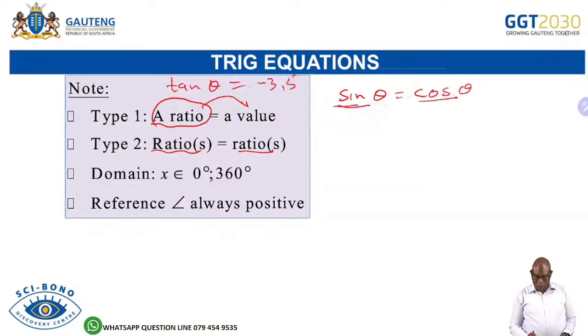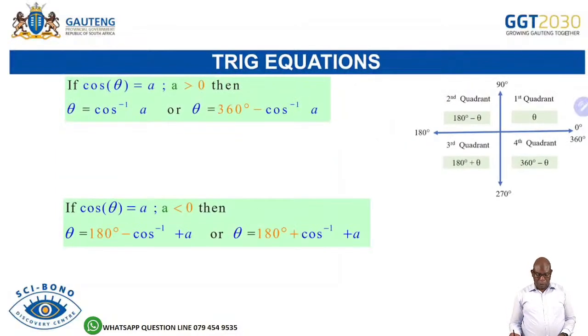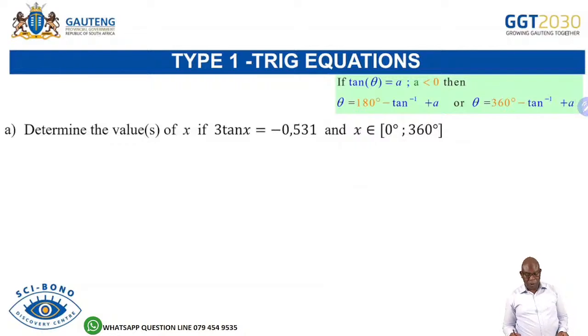When you're given this, just divide both sides by cos, then I'll have tangent of theta equals to 1, then I can work it out. The domain of this means that we're starting from 0 to 360, so not any other value. The reference angle is always a positive angle, so in other words, we must always use the positive value on a calculator. I'm not going to explain this again, this is what I was explaining here. All right, now let's get to the question.